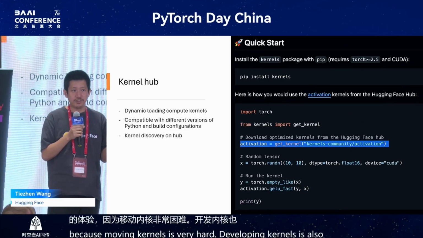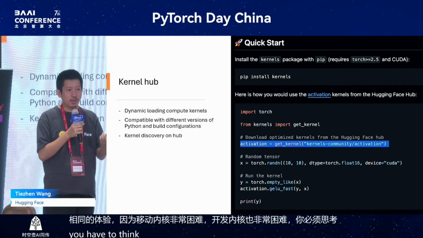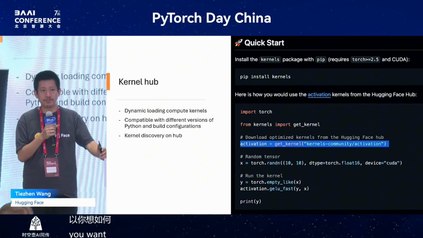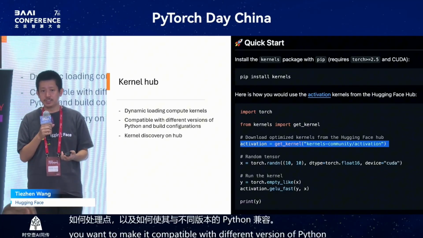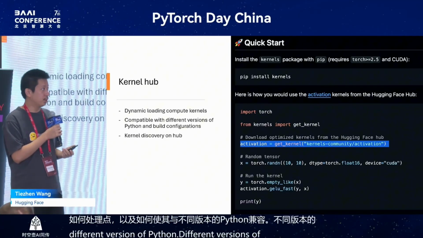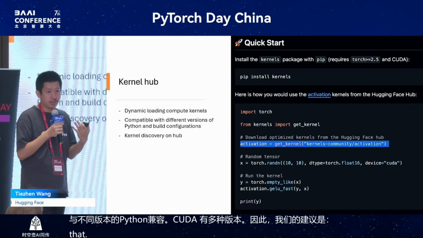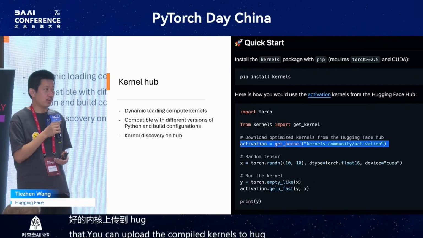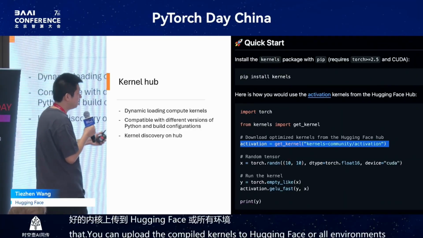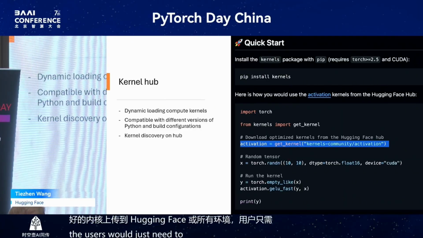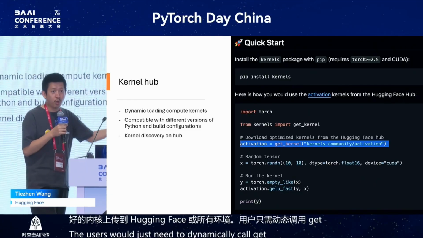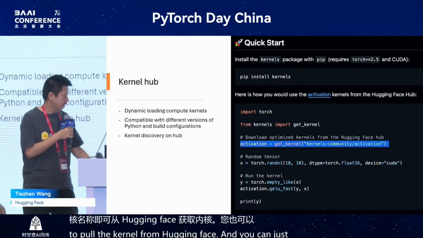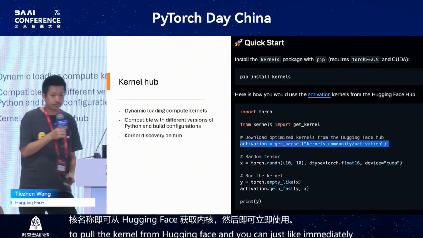You have to think about how you can handle the .so, and how you want to make it compatible with different versions of Python and different versions of CUDA. So what we propose is that you can upload the compiled kernels to Hugging Face for all environments. Then users would just need to dynamically call get kernel with the kernel name to pull the kernel from Hugging Face, and you can immediately use it right here.